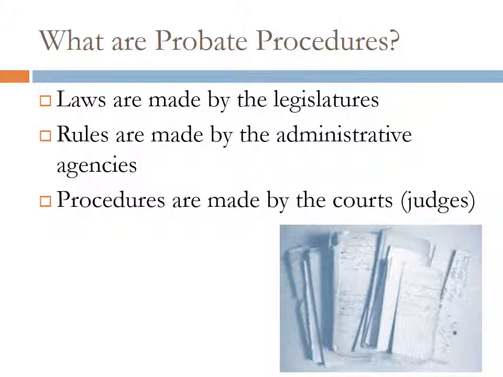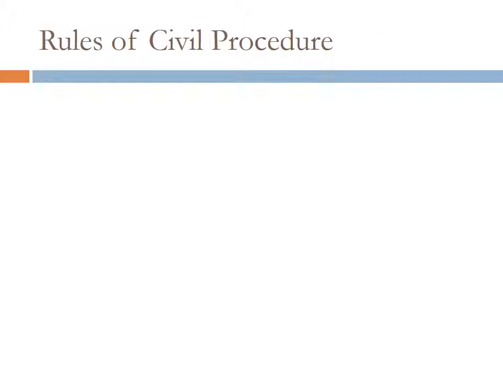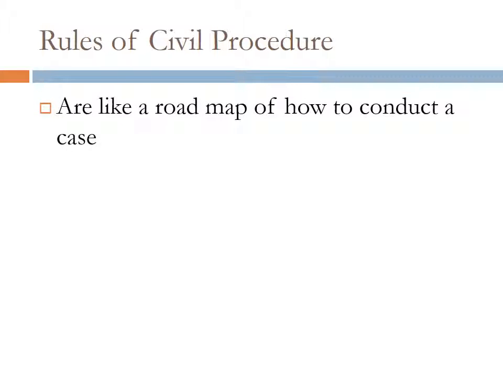Then, apart from that, and completely separate, are the procedures that are enacted by the courts, the judges, as to how their trials and their cases will proceed in their courts. So what we have, generally speaking, throughout the United States are rules of civil procedure. These are rules that act as a roadmap on how to conduct a lawsuit.